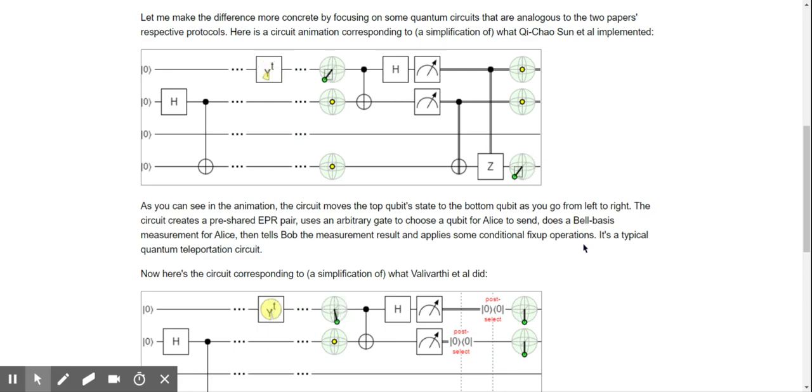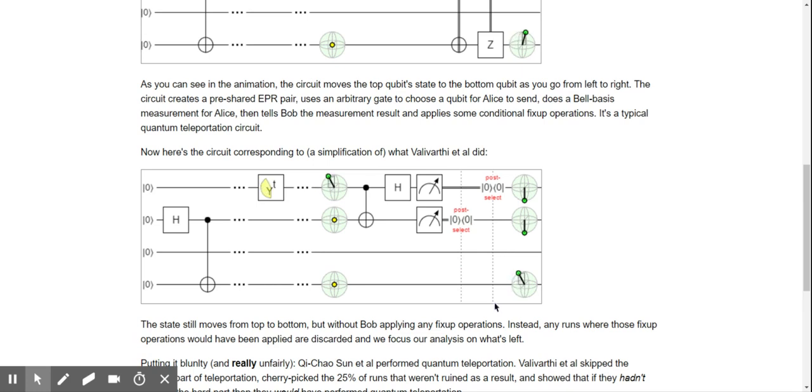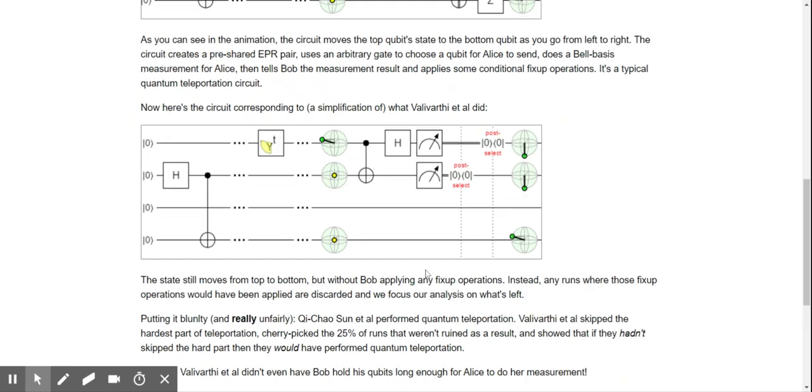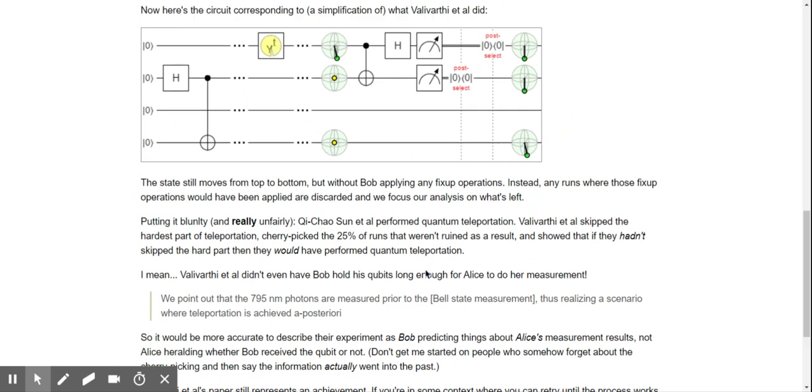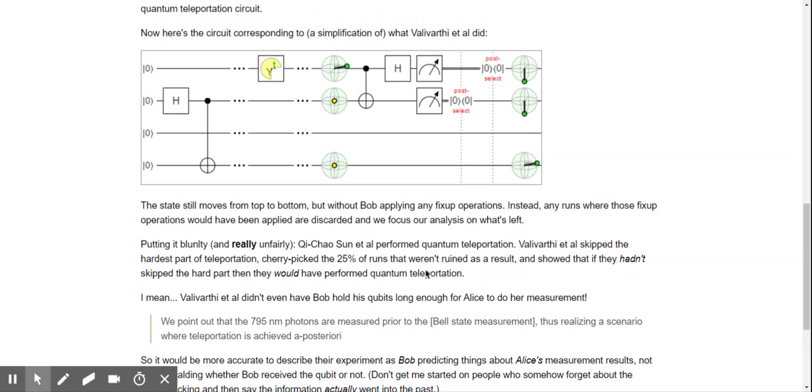Now here's a circuit corresponding to a simplification of what Valivarti et al. did. Okay, so in here we've got post selection. Interesting, because there are no operations. The state still moves from top to bottom, but without Bob applying any fix-up operations. Instead, any runs where those fix-up operations would have been applied are discarded, and we focus on analysis of what's left.